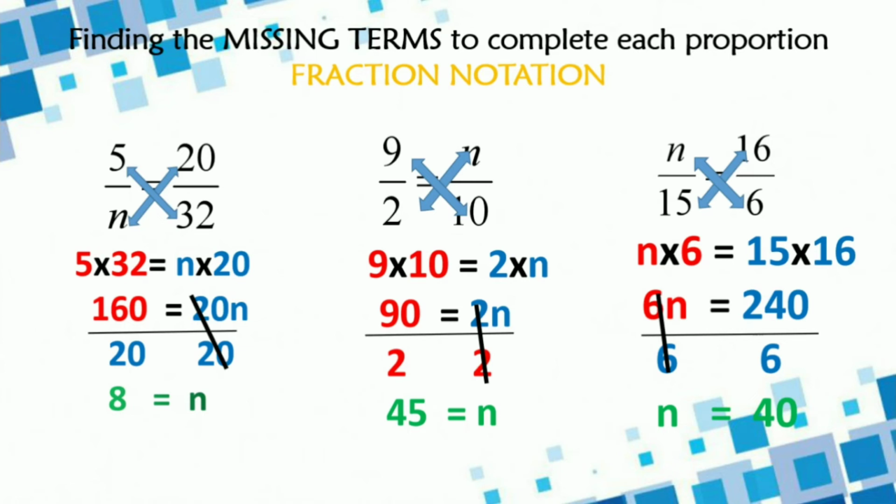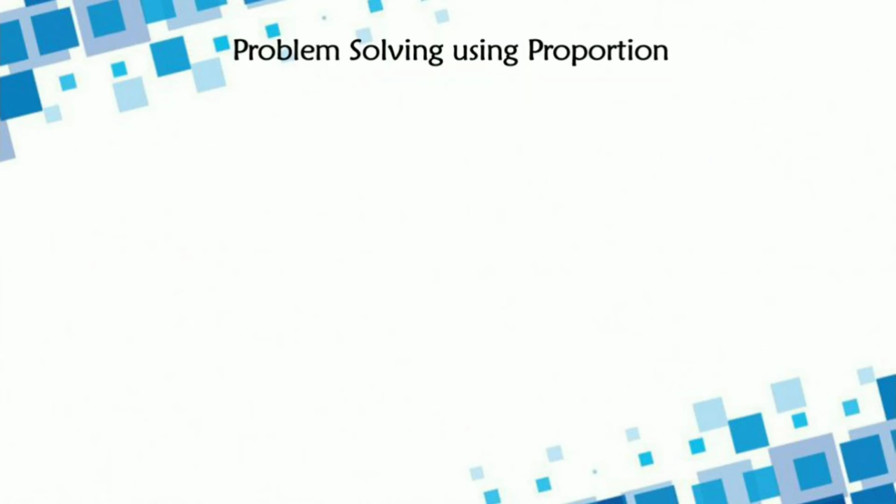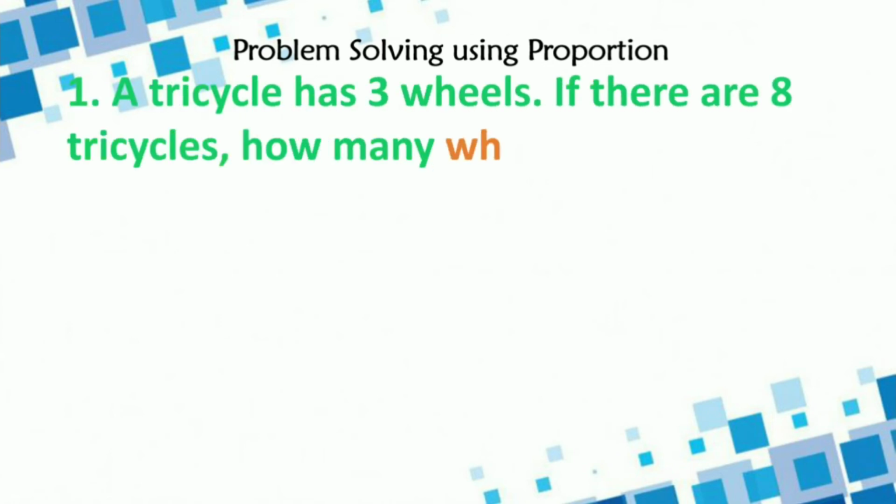Okay, now, let's do problem solving using proportion naman. Okay, so for example, we have here, a tricycle has 3 wheels. Ang tricycle daw ay may 3 gulong. If there are 8 tricycles, how many wheels are there? Okay. So, kung ang tricycle daw ay may 3 gulong, ilang gulong daw meron sa 8 tricycle.